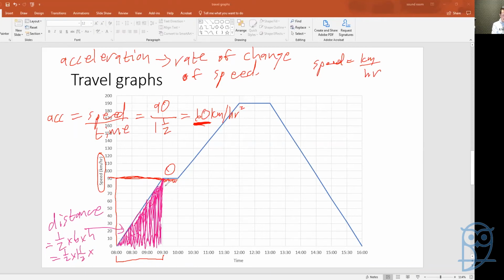And my height is 90. So we have a half times 90 is 45. 45 times 1.5 is adding on 22.5, which makes it 67.5. So that is 67.5 kilometers.